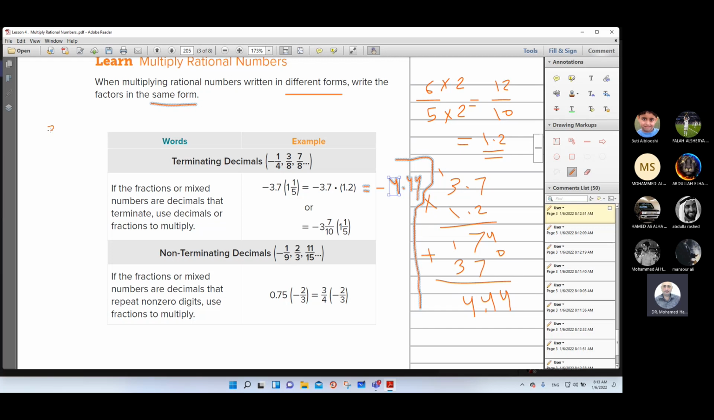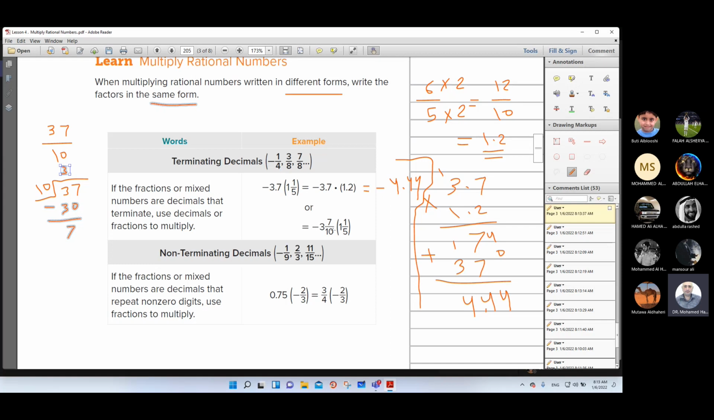3.7 means 37 over 10. So 3.7 means 37 over 10. Then change it to the mixed number using long division. 37 divided by 10 will be 3. 3 times 10, 30. 37 minus 30 will be 7. So the quotient will be the whole number, 3, and the remainder will be the numerator, and this is the same divisor here. And here you have negative, keep the same sign.